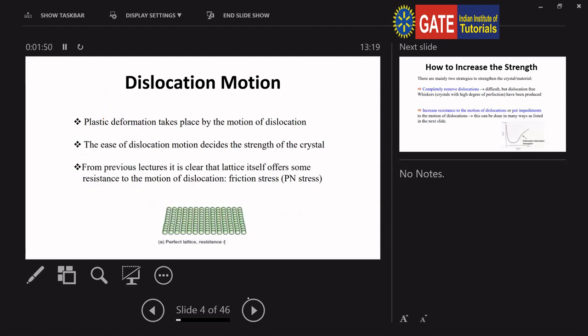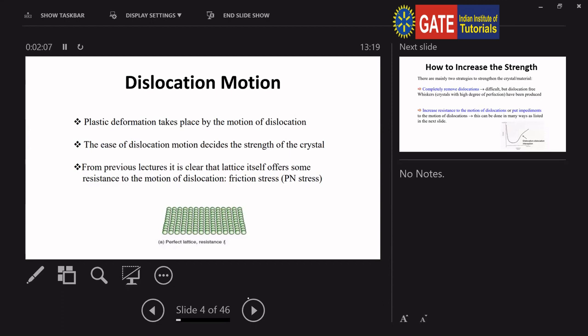We studied that a dislocation is a defect in the crystal. Plastic deformation takes place by the motion of dislocations. That is what we understood. And the ease of dislocation motion decides the strength of the crystal. Okay, this is a very important point.